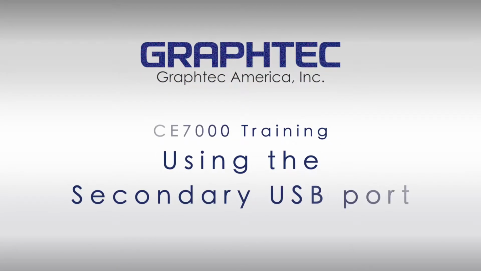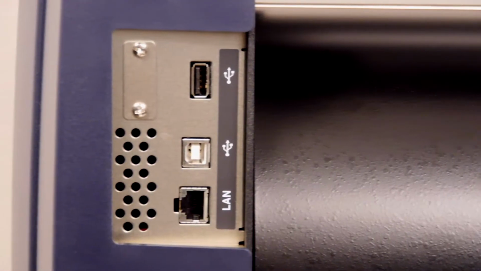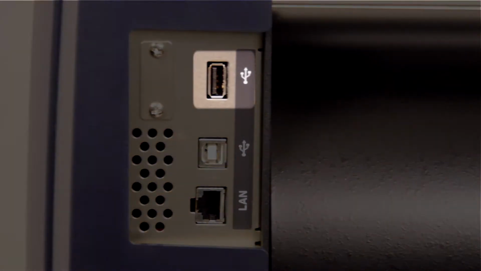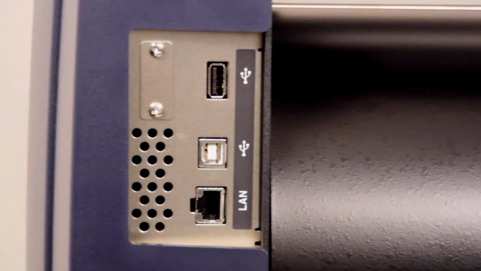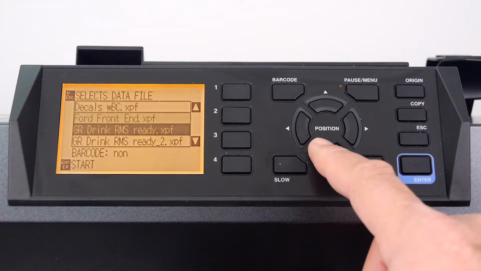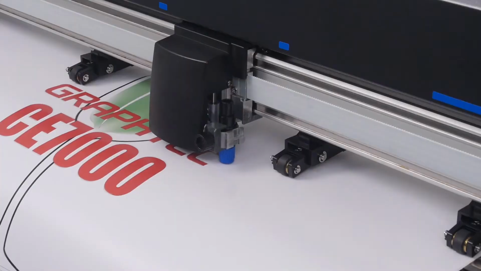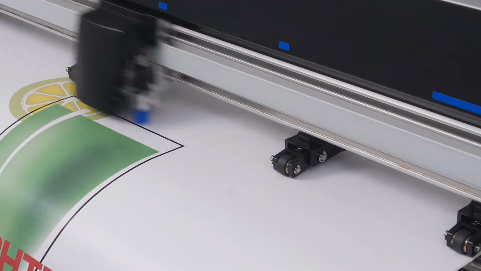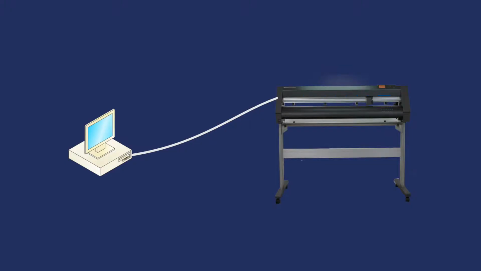In this segment, we will show how to use the secondary USB port. The secondary USB port is for thumb drives with jobs loaded on them. These jobs are then accessed through the control panel and then processed or cut by selecting the job. This secondary USB port is really ideal for shops that have their cutters in another part of the building where connectivity through a cable is restrictive or impossible.